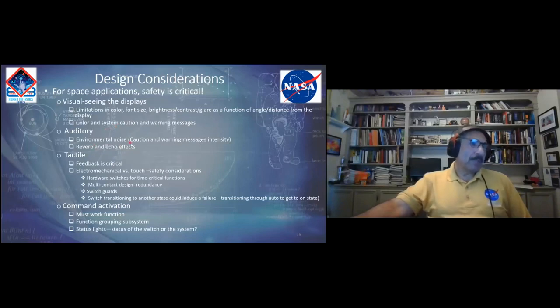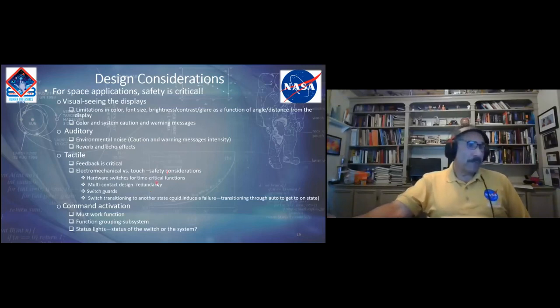Auditorial, again, you got to deal with environmental noise, caution, warning tones, the intensity of the tones versus the background. You might have reverb and echo effects because of the spacecraft. You got to deal with that. Tactile feedback is critical, as I mentioned. Mechanical versus touch, there's safety considerations for each one.